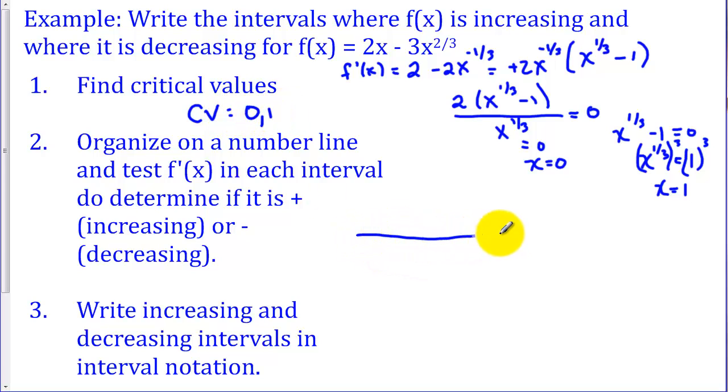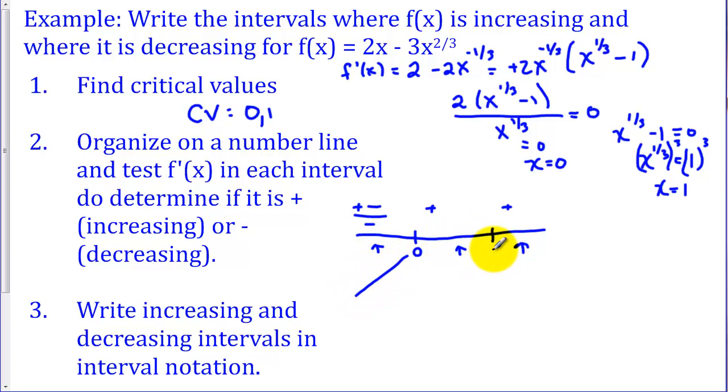So let's put them on a number line and look at our 3 intervals. Look at test points, and we're going to plug them back into this derivative. So this 2 is positive all the way across. Now if I put a negative number here, the cube root of a negative number is negative, so this is going to be negative. And on the bottom, this will be negative. So positive, negative, negative, we have positive, so we're increasing.